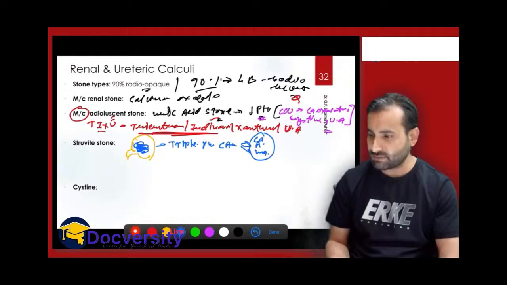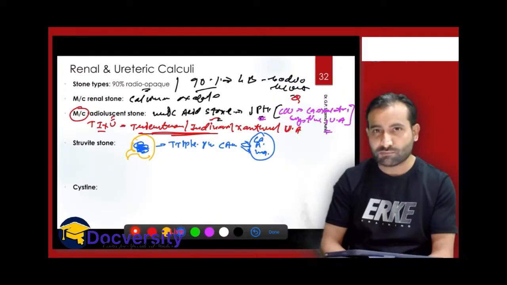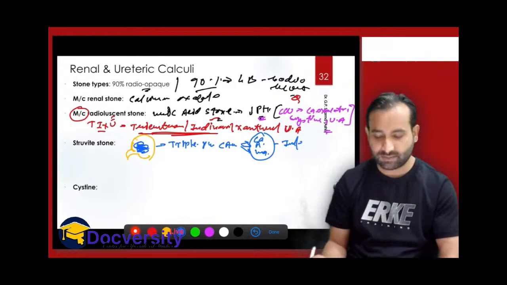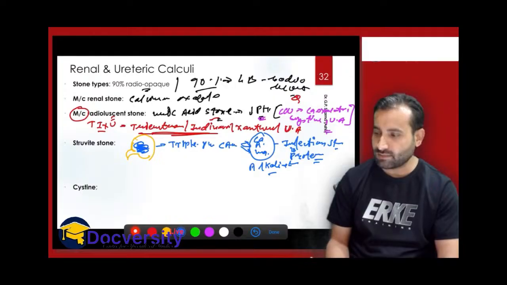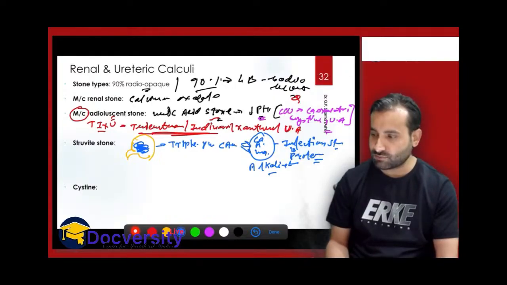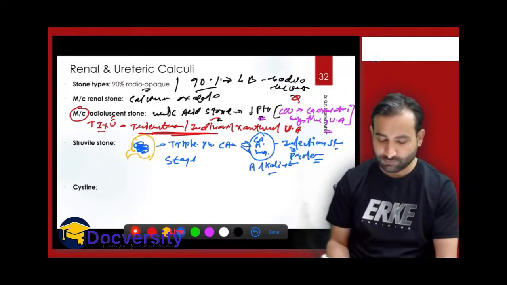This is sometimes also called the infectious stone. What do we call this one? Infectious stone. That means this patient usually has the infection with the protease infections, and it makes the urine alkaline, so that this is a stone formed in the alkaline urine, right? So this is the stone formed in the alkaline urine.